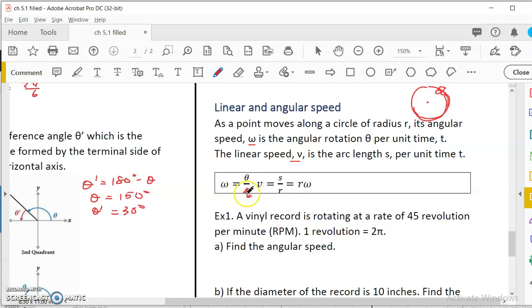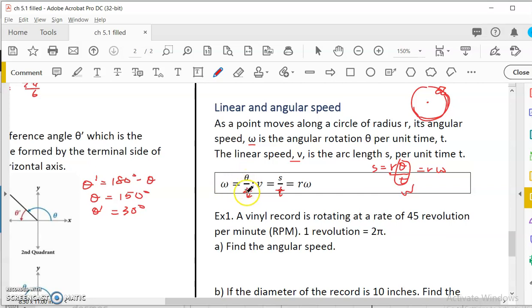Angular speed is how much the angle changed per time, so it is the rotation per time. So it's theta over t. And linear velocity would be the distance s over t. Now s is r theta. So if it is over time, divided by time, this would mean that it is r omega, because this is omega, right? R omega.